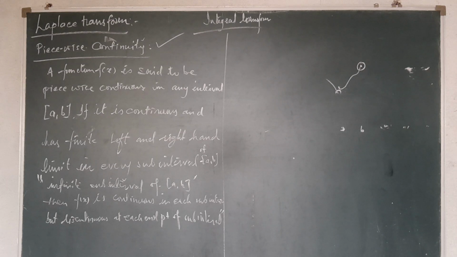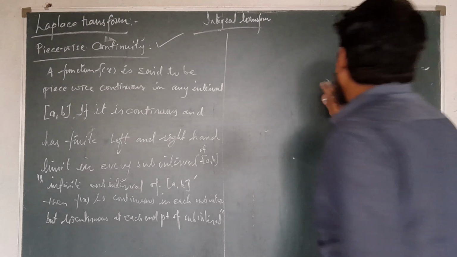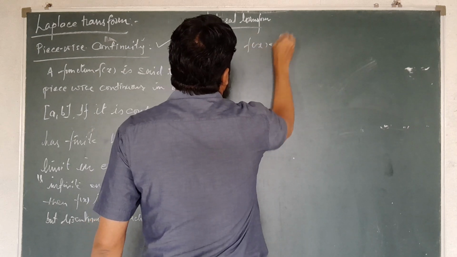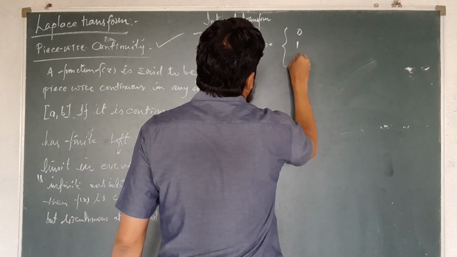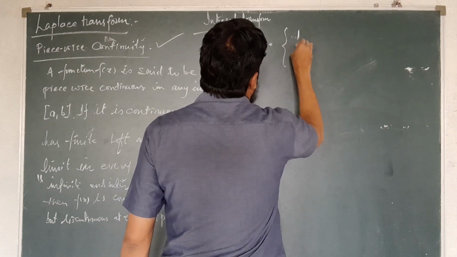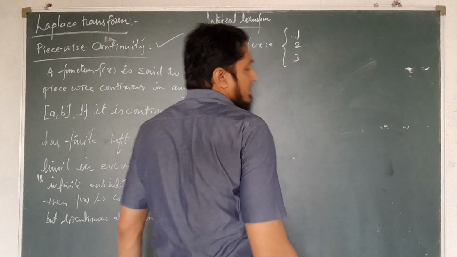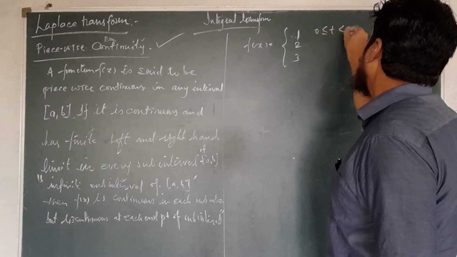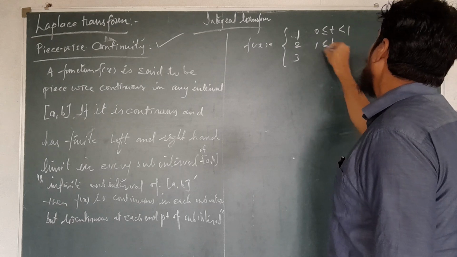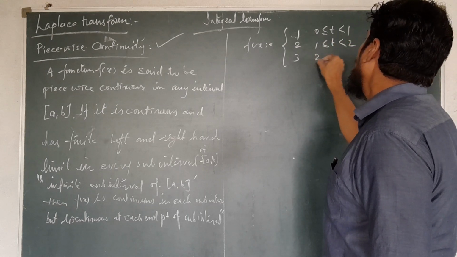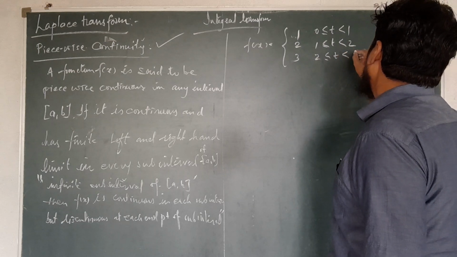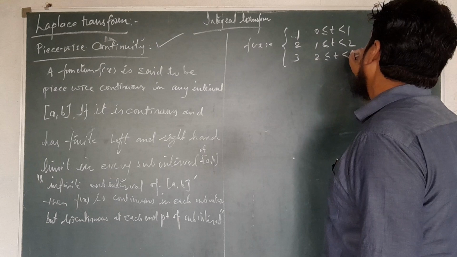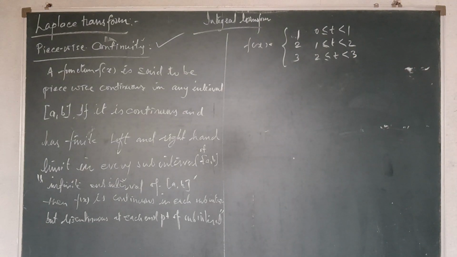Now we will see one example for this. Consider the function f of x equal to 1, 2, and 3 for 0 less than or equal to t less than 1, 1 less than or equal to t less than 2, and 2 less than or equal to t less than or equal to 3 respectively. Let's see this example.